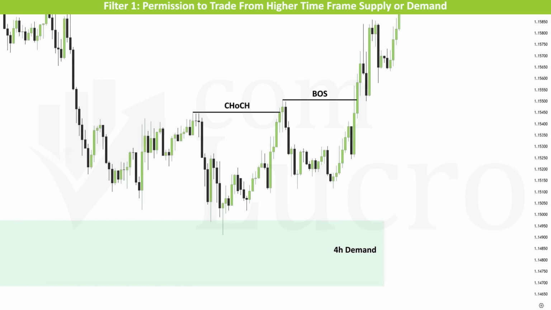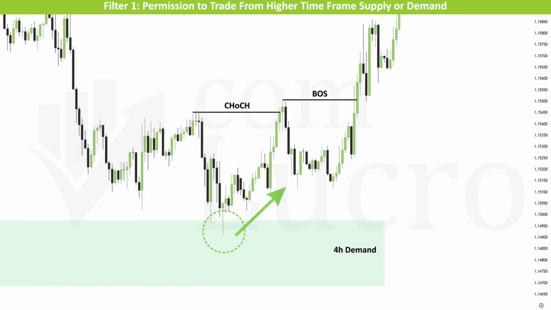If you are looking to buy, price should be coming from an unmitigated demand zone on the 1 hour or 4 hour time frame. If you want to sell, price must be coming from an unmitigated supply zone. This is not a detail. If you do not know which side is in charge, you are not trading a setup. You are guessing. And sooner or later, you will be positioned against the real direction of the market.